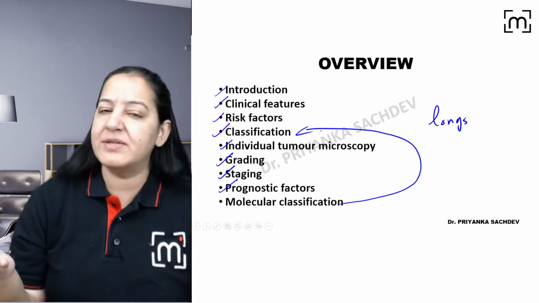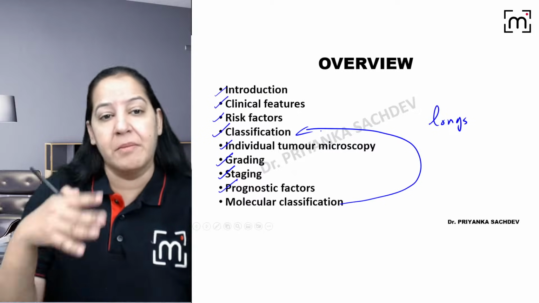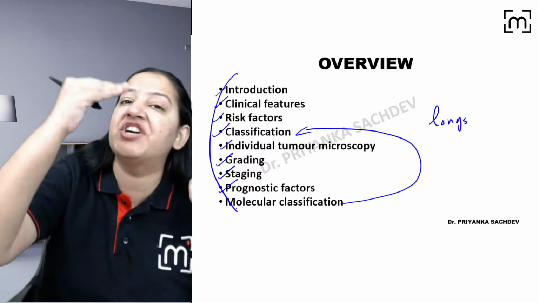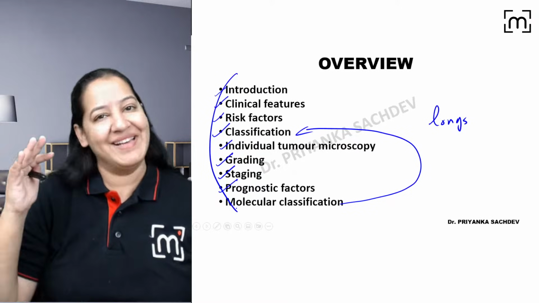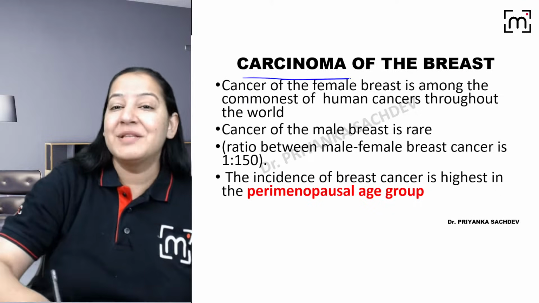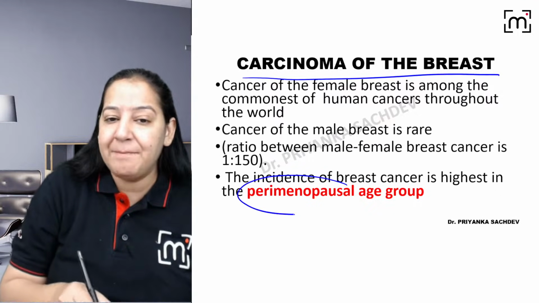But if you have already passed your second prof and are preparing for university exam, these headings are important for you also, because many MCQs are asked from each and every heading. So let me discuss these headings one by one. Let me start with introduction. What is the age of breast cancer? The most common age of breast cancer is perimenopausal.